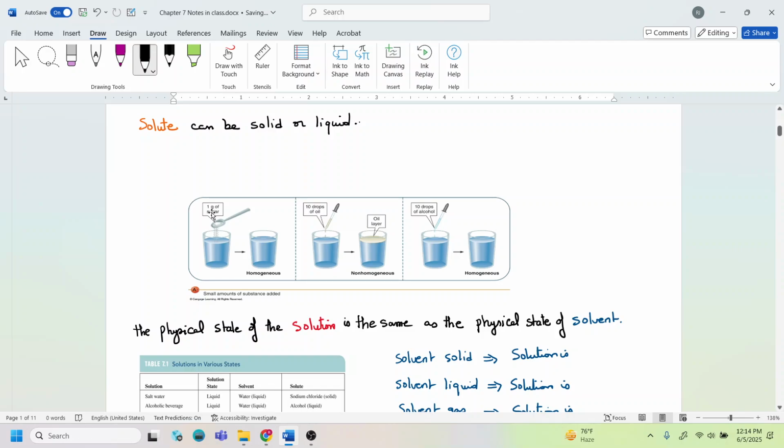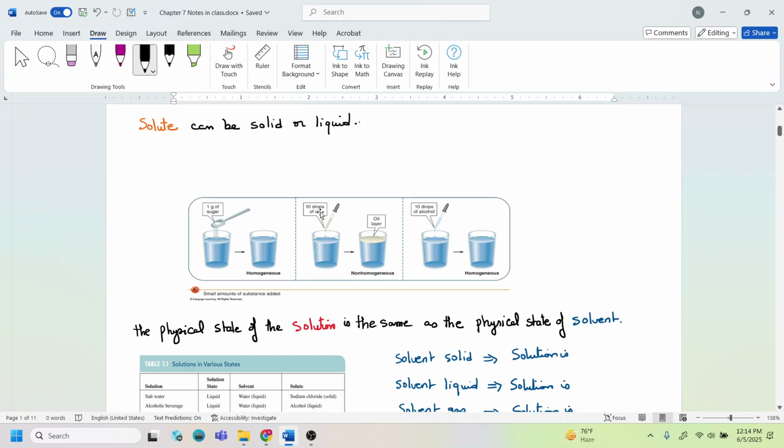The sugar is going to be the solute. The water is going to be the solvent. See, the solvent is in greater quantity or amount than that of the solute. So the water is going to be my solvent. And the water and the sugar, which are the solvent and the solute, are going to make our solution, which is homogeneous.